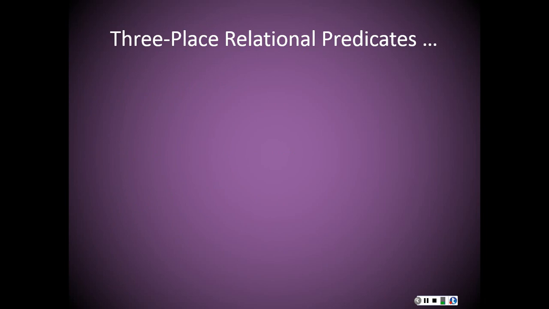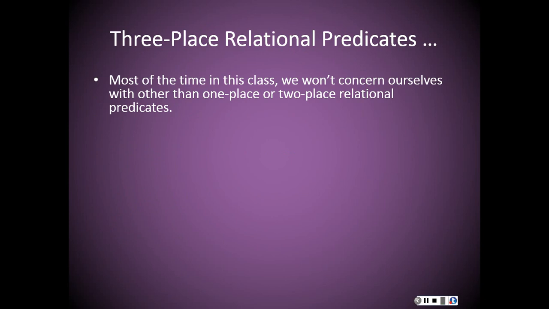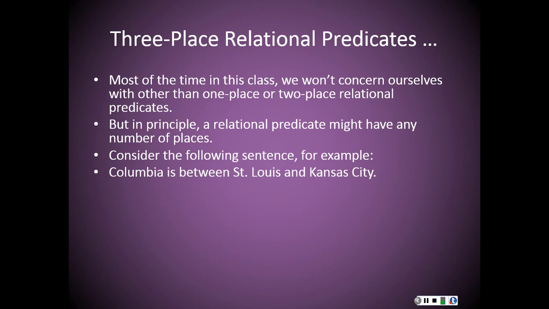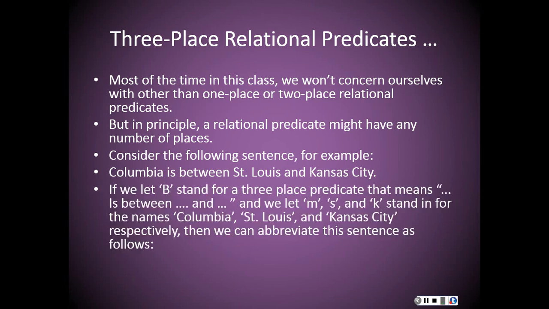Okay, let's look at other kinds of relational predicates that we might want to use. Most of the time in this class we won't concern ourselves with other than one-place or two-place relational predicates. But in principle, a relational predicate might have any number of places. So consider the following sentence, for example. Columbia is between St. Louis and Kansas City.